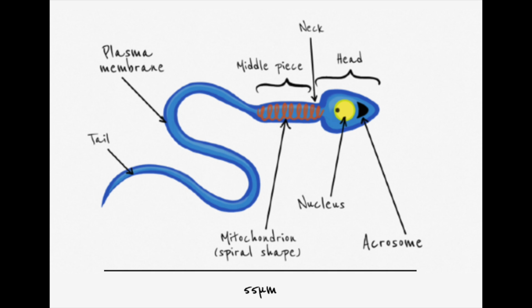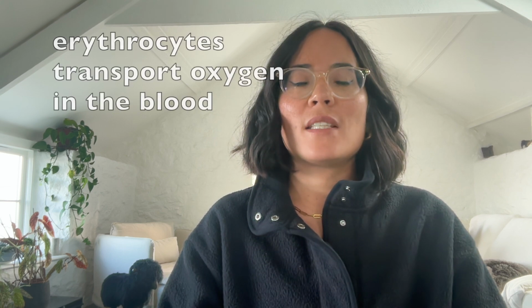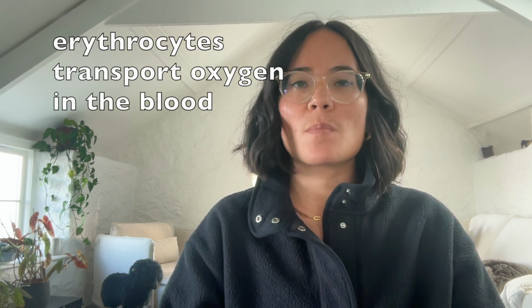Again, that helps to propel the sperm up that vagina to the uterus, to the fallopian tube. A second type of specialised cell, the red blood cell, at A level we call it the erythrocytes. They are adapted to transport as much oxygen as possible.